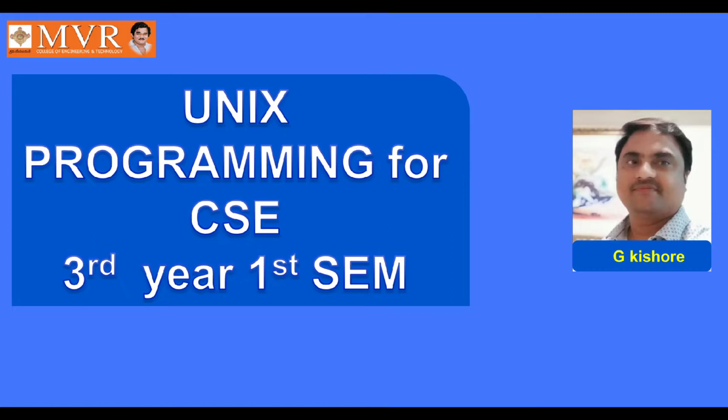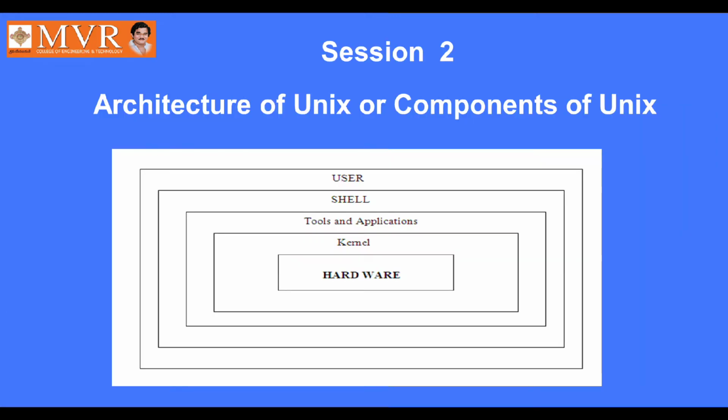Yesterday we discussed the history of Unix and some of its features. Today we will discuss the architecture of Unix, which is sometimes also called the components of Unix. And also we will discuss the file system of Unix. Right. Let's go with the architecture of Unix.